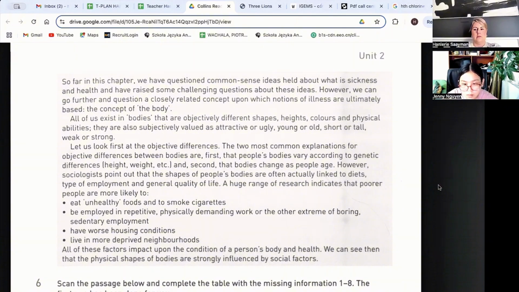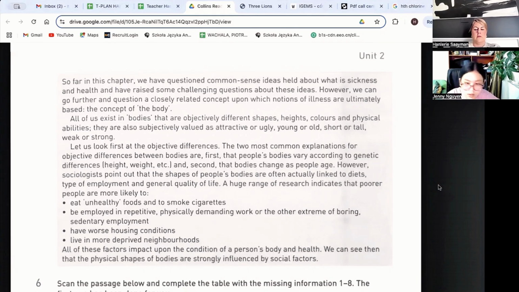The two most common explanations for objective differences between bodies are, first, that people's bodies vary according to gender difference, height, weight, etc. And second, that bodies change as people age. However, sociologists point out that the shape of people's bodies is often actually linked to diets, type of employment, and general quality of life.